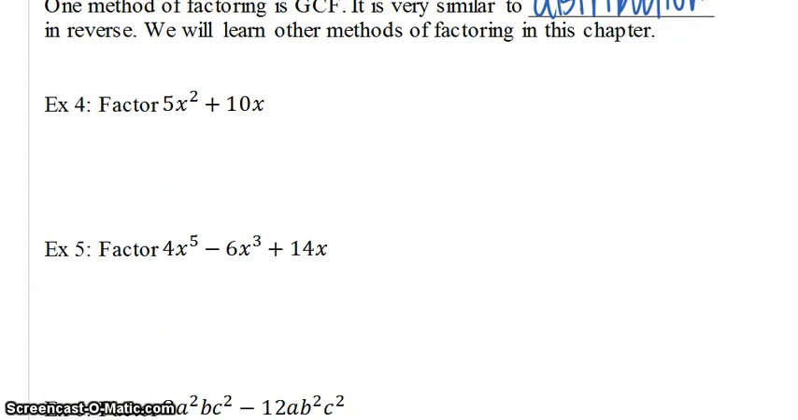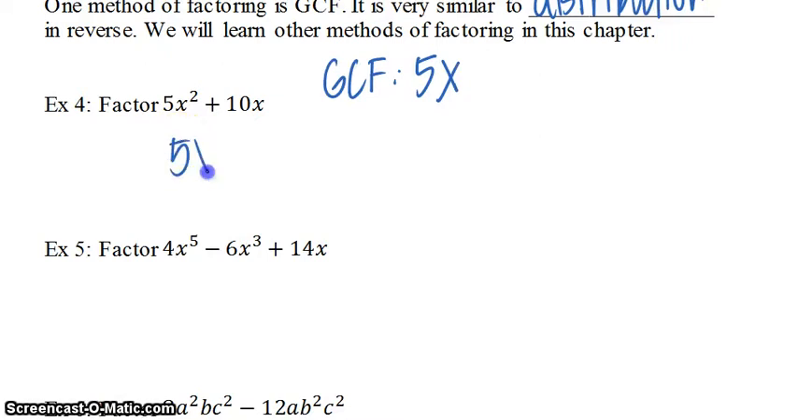So we're going to see what they have in common. What does 5x squared and 10x have in common? We got to find their GCF. Their GCF is 5x, because they both can be divisible by 5. That means they can both be divided by 5 evenly, and both by x. So now that we have that, that's what I like to think of as taking out. I'm taking out the 5x. So what I'm left with is just x here plus 2.